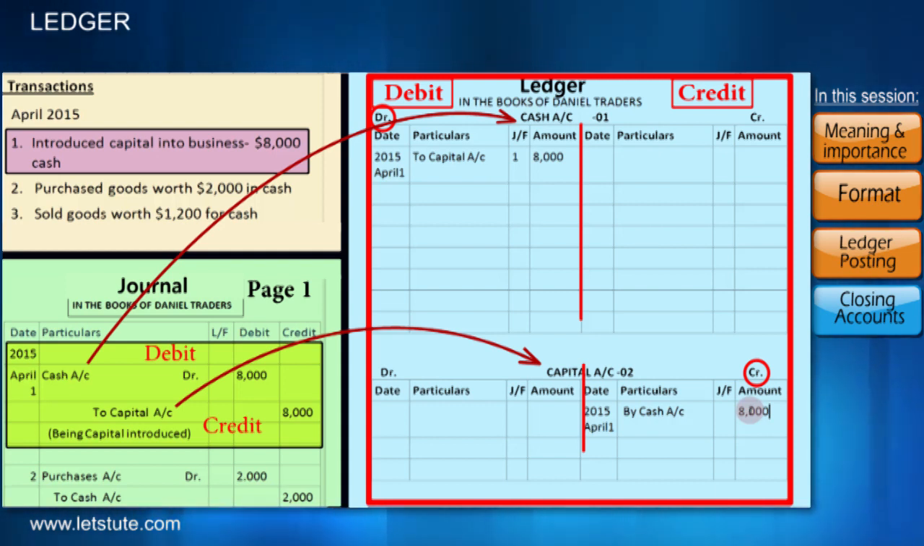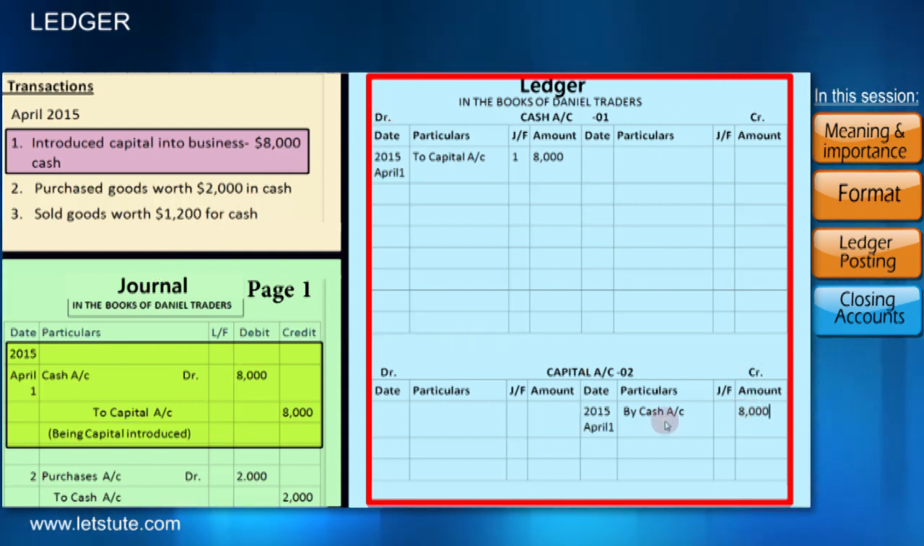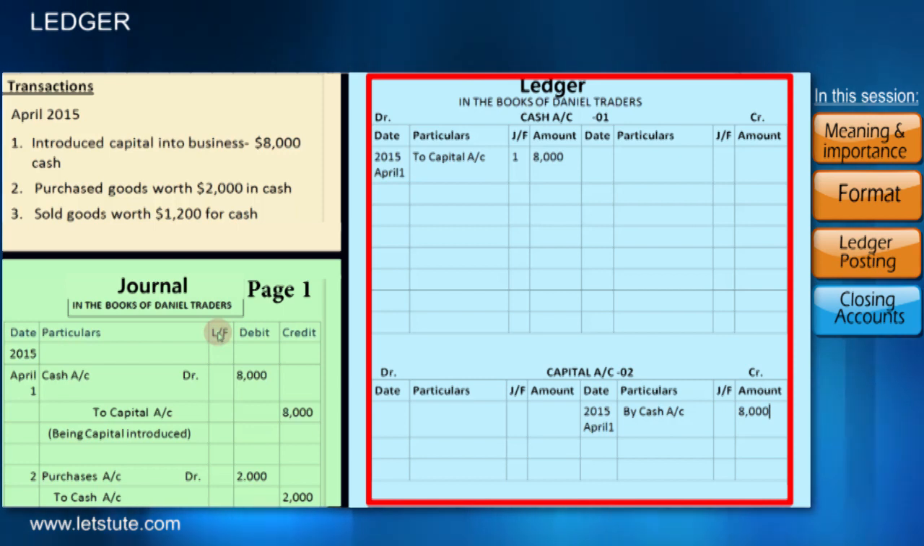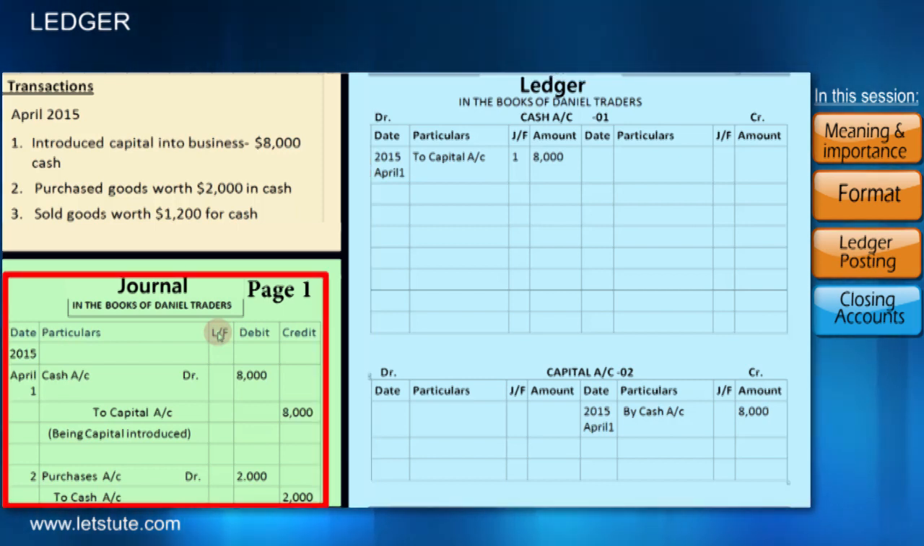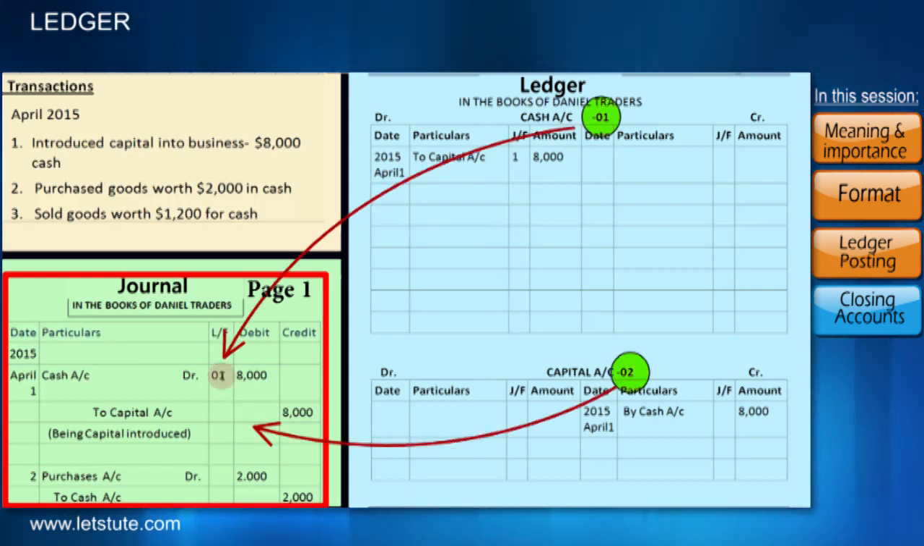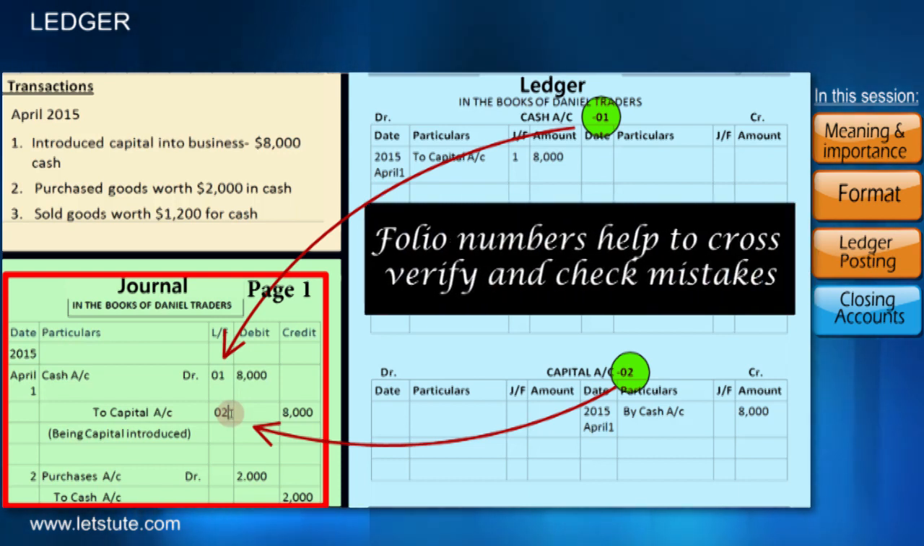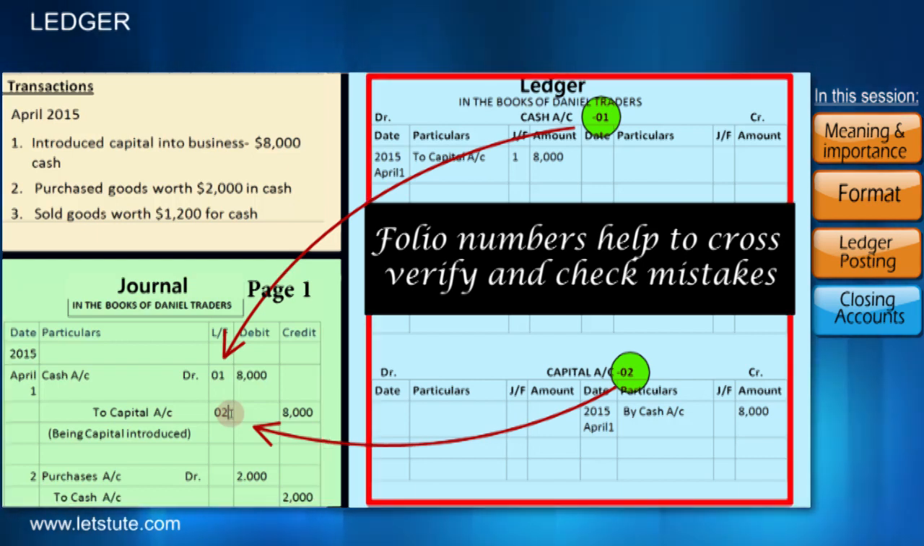One thing that we said before in the journal session was we will explain what the LF column was for. So once we post a transaction in the ledger account, we have to go back to our journal and on that entry we write the respective ledger folio number. This is done so that we don't miss recording anything, or if we make a mistake, it can be easily corrected in the interrelated books.